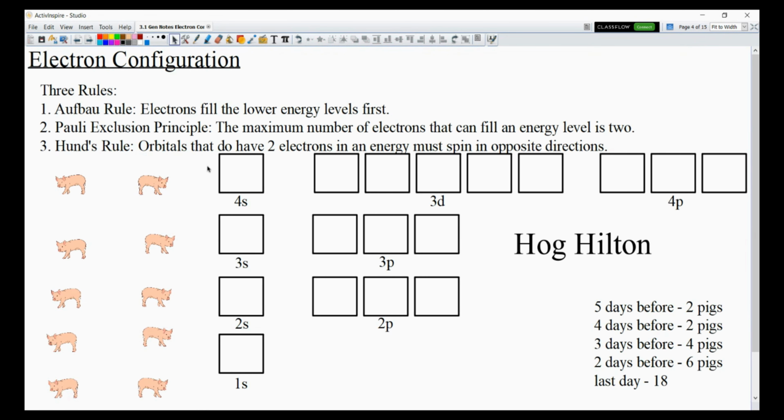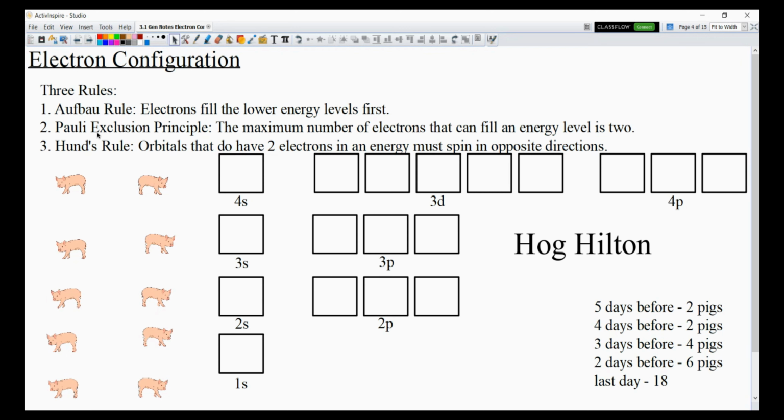But before we get into that, I'm going to do a little activity. So we have 3 rules here, and these are actual rules, before I get into the activity, for how electrons are placed around the nucleus. The first one is called the Aufbau rule, and Aufbau is a German word that means to construct or to build. The Aufbau rule says that electrons fill the lower energy levels first, and we'll talk about energy levels in just a second.